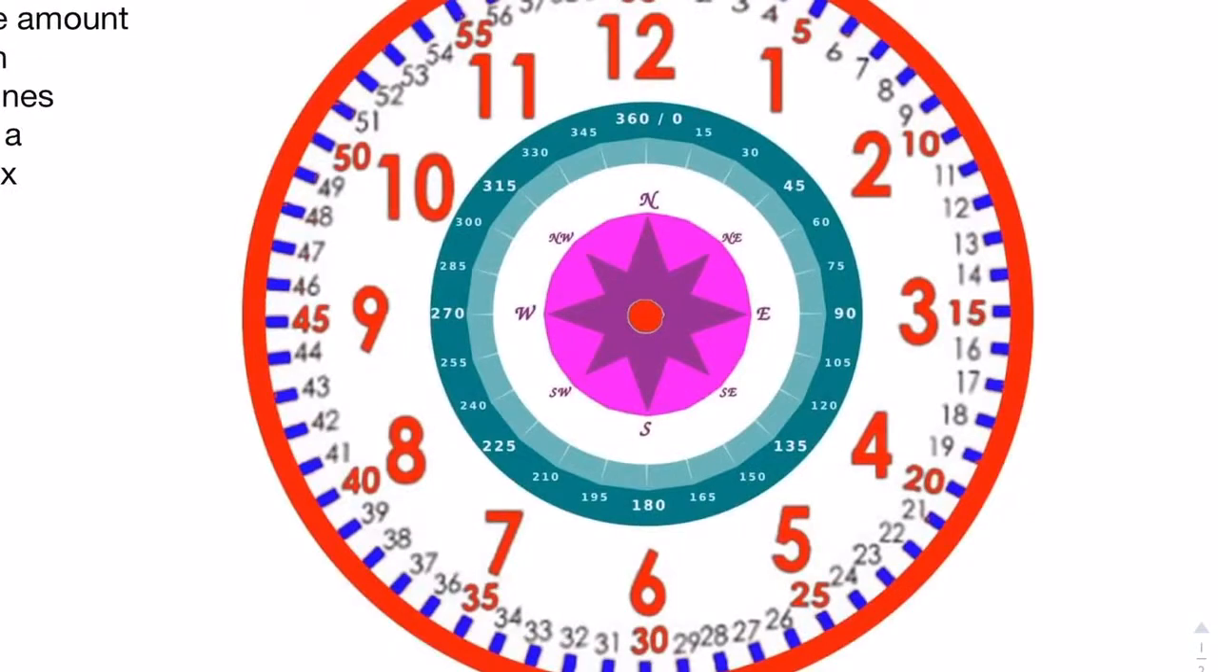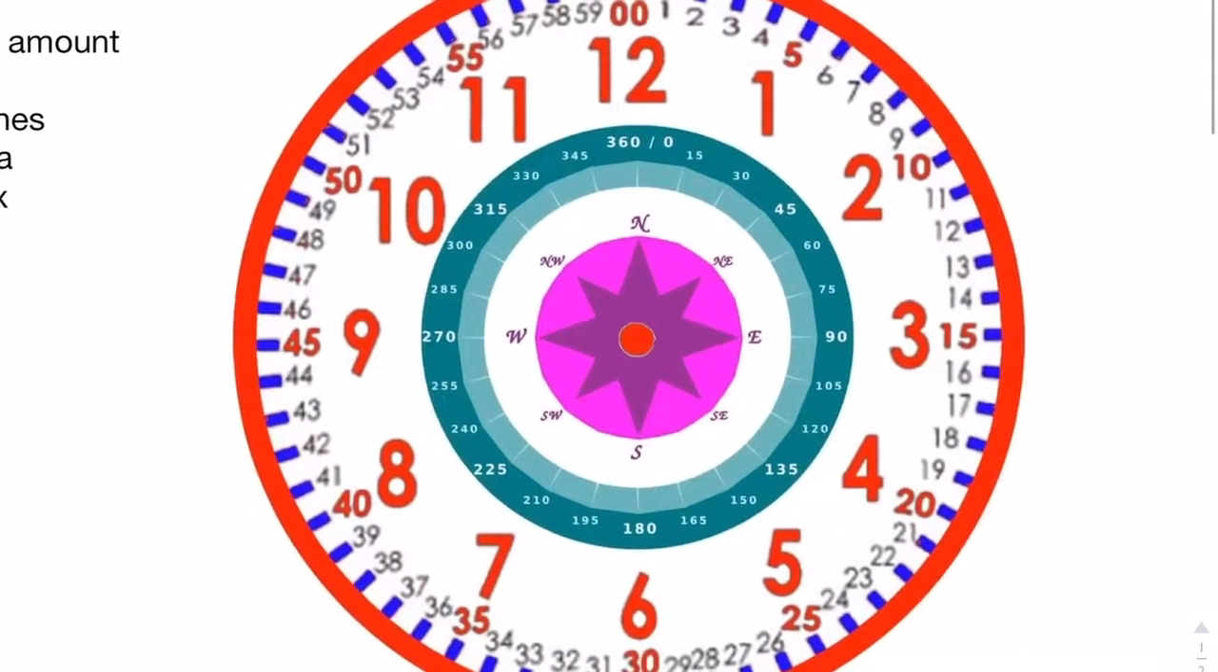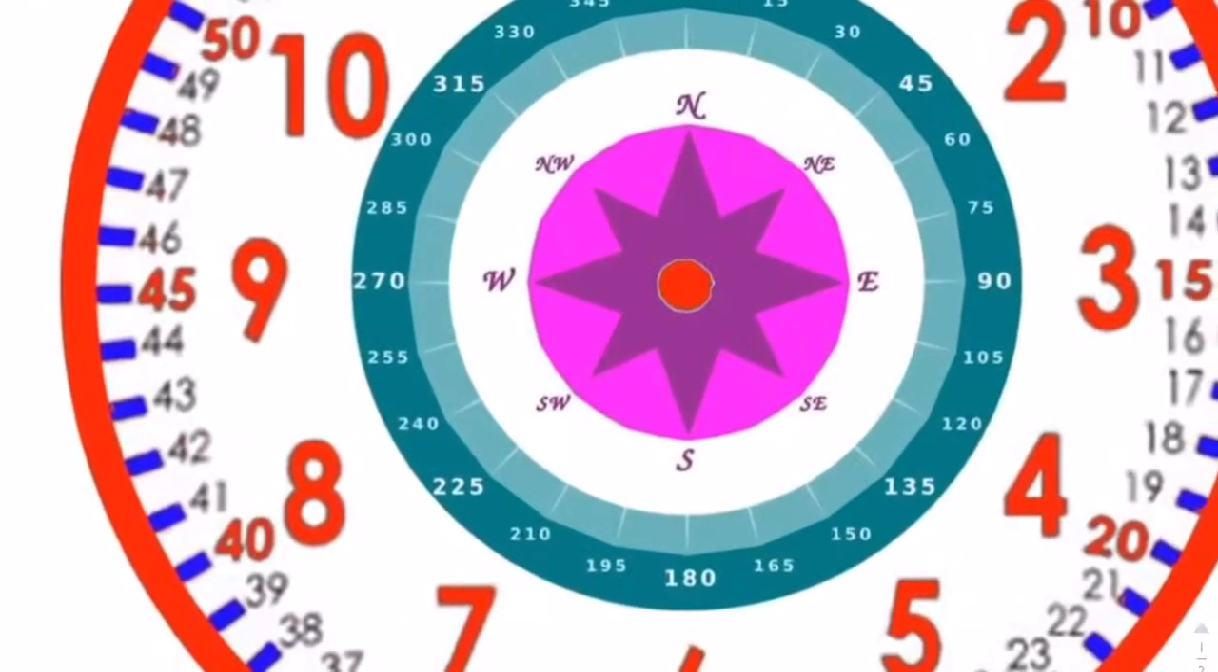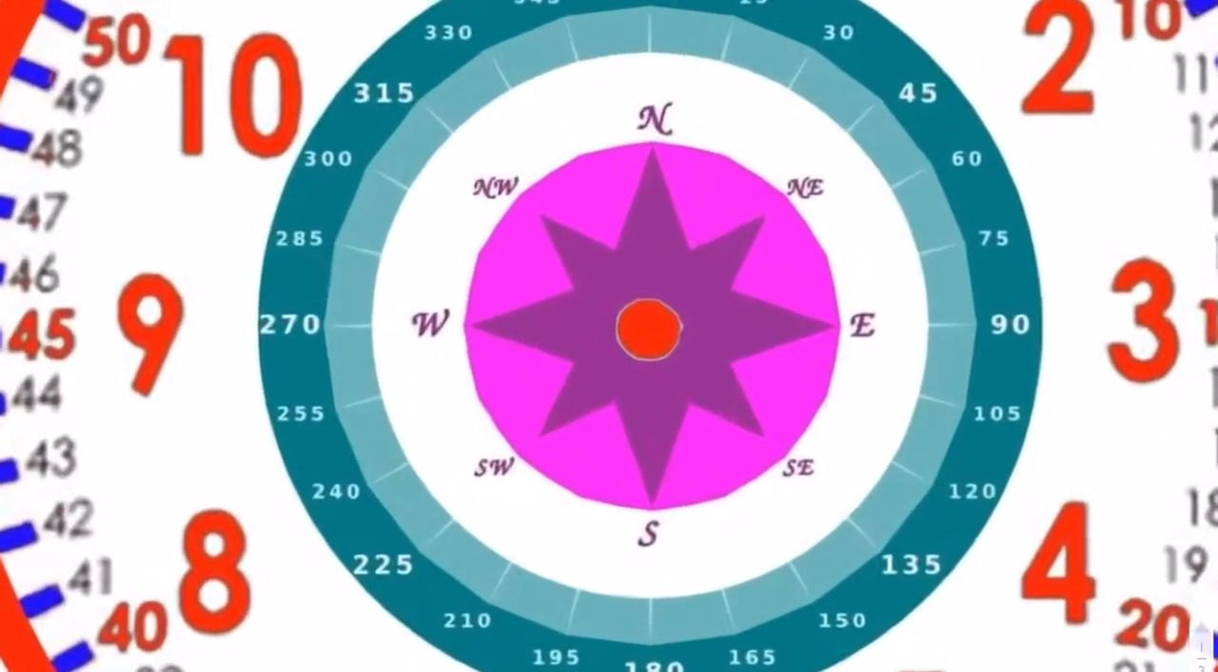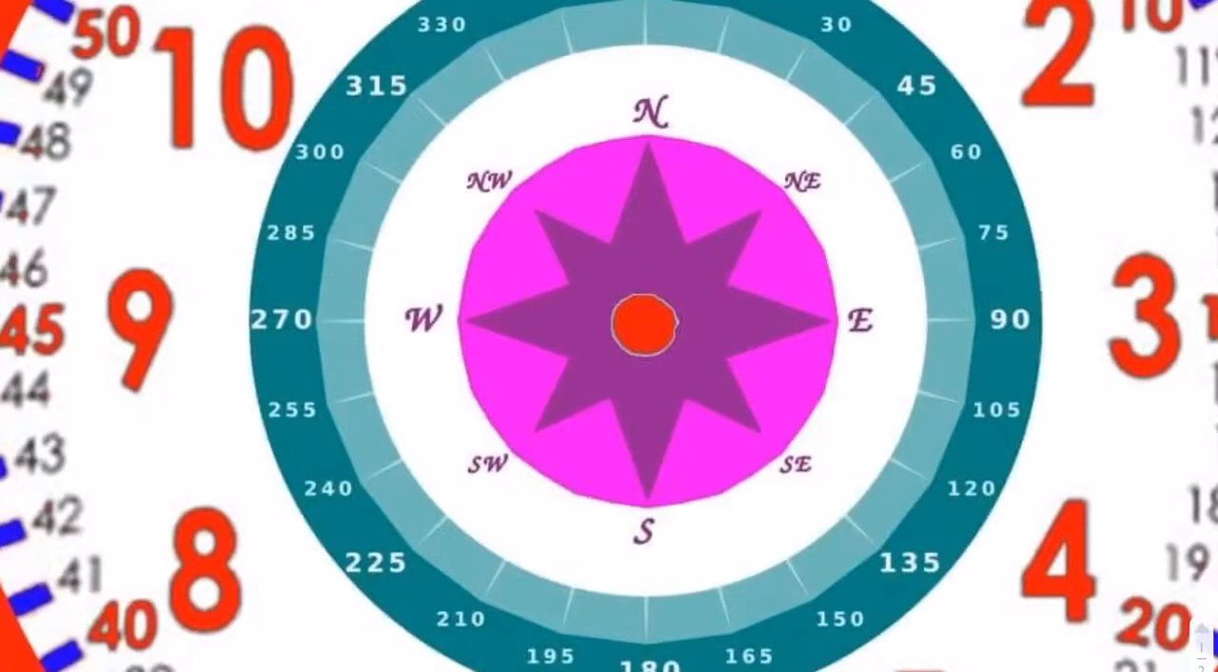Let us focus on the inner circle which has the numbers 0 to 360. Angles are measured in degrees. In a circle, the amount of degrees is 360. So you can simply follow along, and afterwards I will give you written notes.